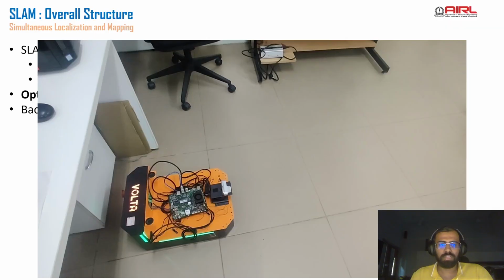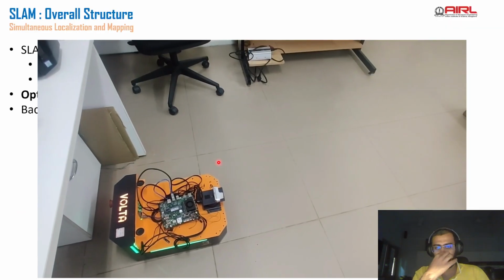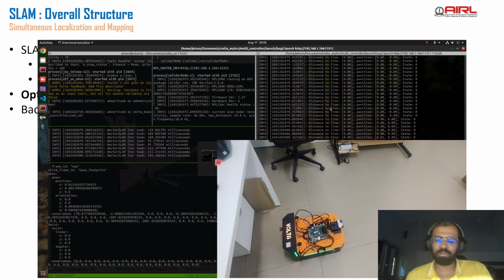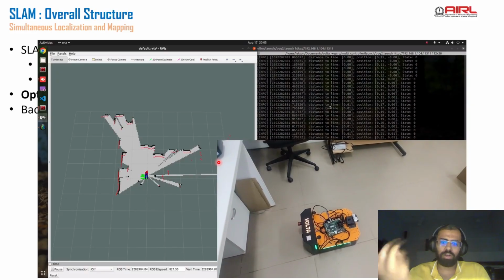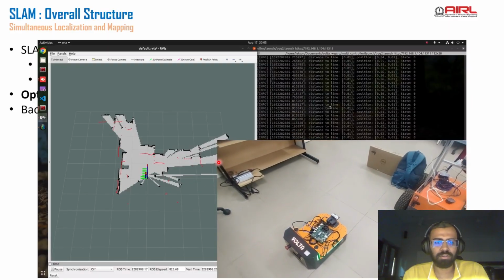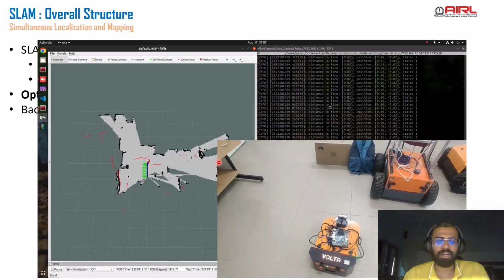What it does is it gives you some sort of a system like this. So this is a robot in our lab. It's called Volta. It has a 2D LiDAR in front. On the left side of the picture, you can see the 2D LiDAR. So it has both the observation and the map being built. Red is that laser scan.